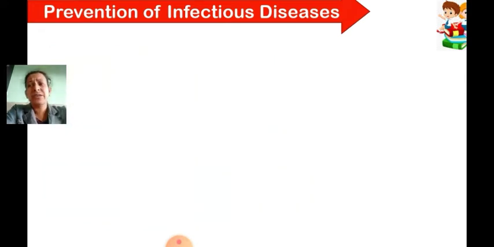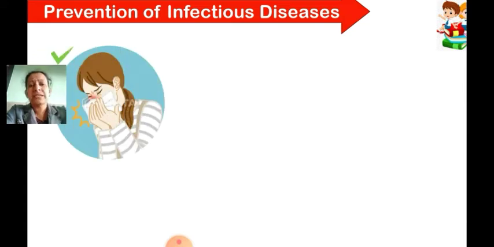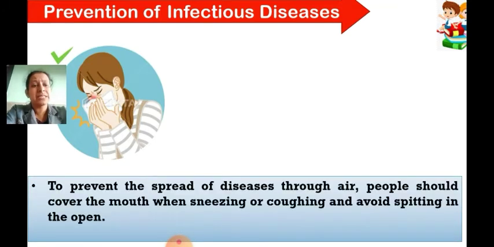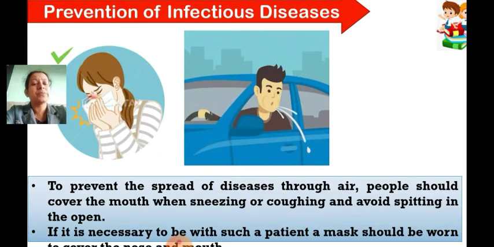with other preventive measures, like for diseases which are spread through air. If certain diseases are spread through air, that means due to coughing or sneezing, such people should always cover their mouth. When they are sneezing or coughing, they should cover their mouth and avoid spitting in open spaces. Fine. And it is also necessary to avoid spitting in public places, so that through the spittle it does not enter into the air.